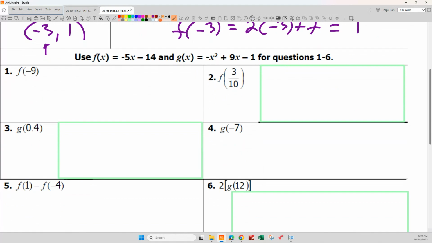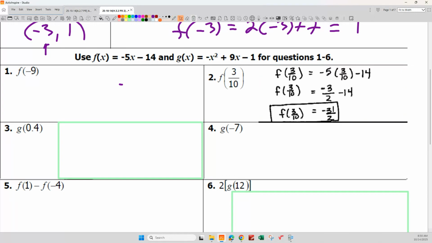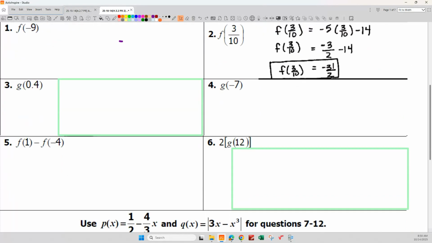Exactly. And we have some technology that we've already become well accustomed with. We have some technology for doing this and not having to crunch through all the arithmetic involving fractions. I would just put this in Desmos, and I would literally define f of x as -5x minus 14 and then substitute f of 3/10, and it'll even do all the simplification for me, right? And when all the dust settles, we would just get -31/2. Okay?